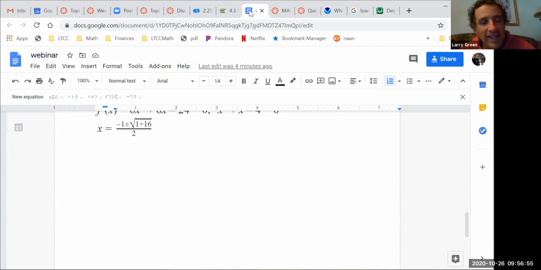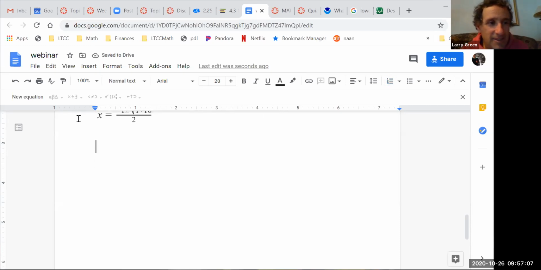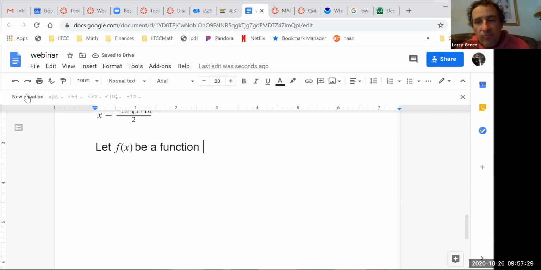Okay, so now it's defining. Let's define the local max and the local min. It turns out they're a little harder to define than the global, but they're doable. So let's do the following. Let f of x be a function, then f of x has a local extrema.